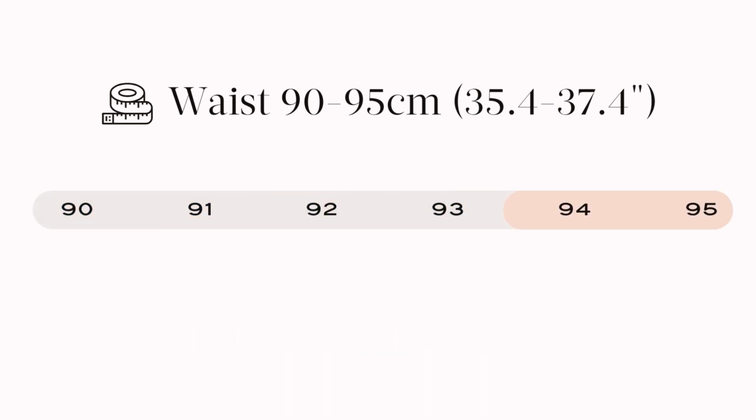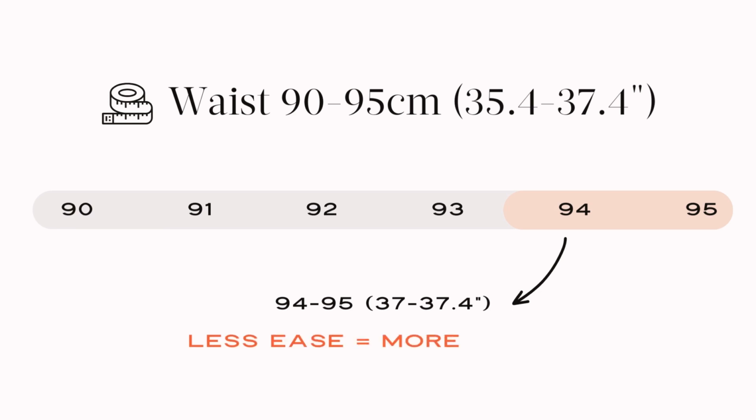If you measure 94 to 95 or 37 to 37.4, this means the garment would have less ease and would be more fitted. In either case, the specific amount of ease isn't specified. This is where you would refer to your finished measurement chart or your ease recommendations in the pattern.